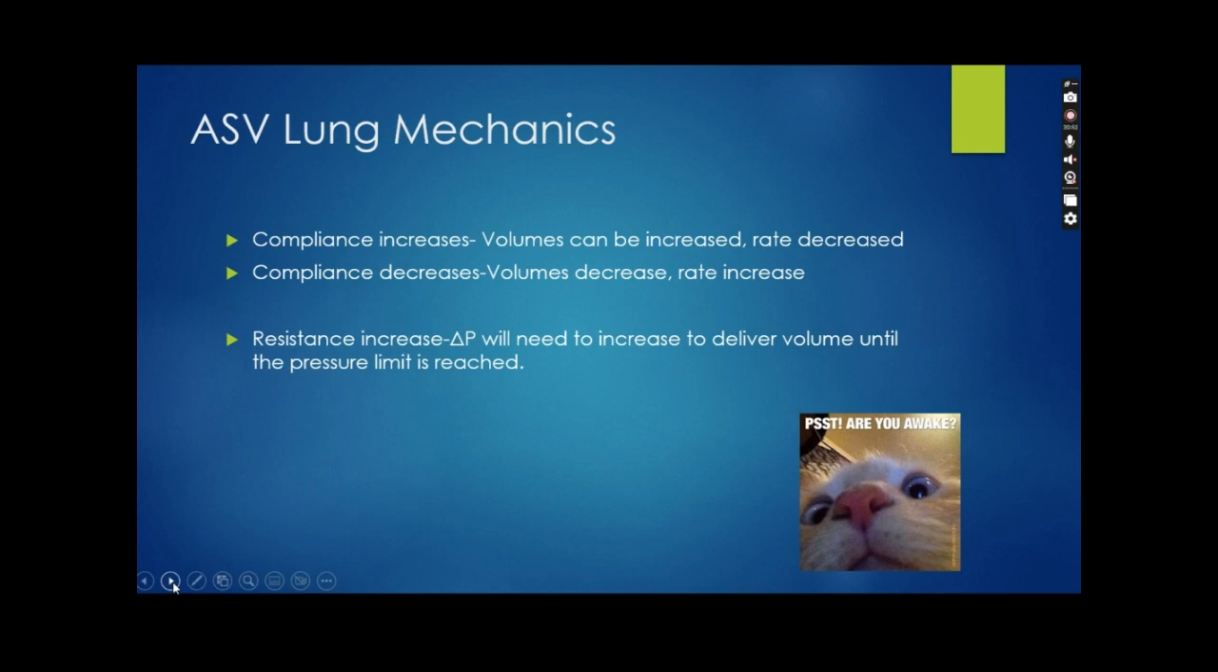If your patient's resistance begins to increase, whether it be secretions, bronchospasm, or whatever is causing the resistance to increase, you're going to see that inspiratory pressure begin to increase as well in order to meet that target minute volume. It's going to increase the tidal volume. And once it reaches the point where you're already at the pressure limit, then you are going to see the respiratory rate begin to increase in order to reach that volume.